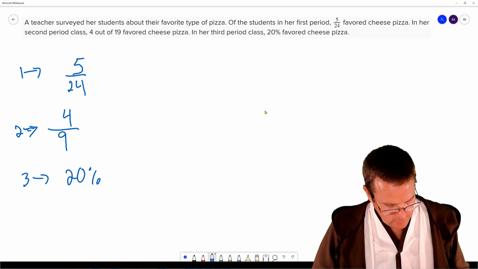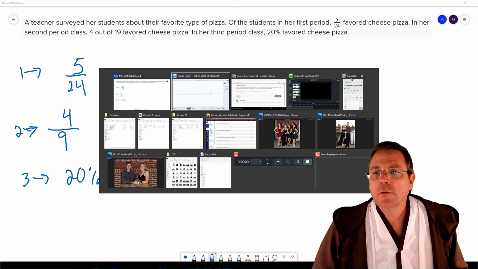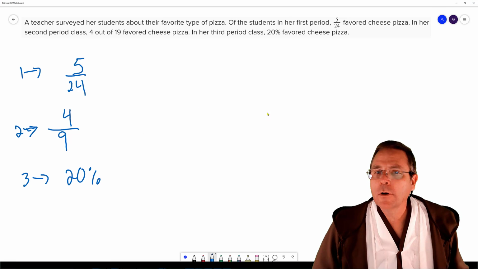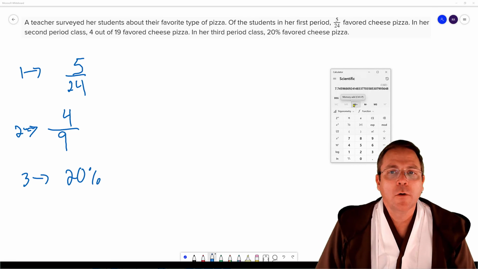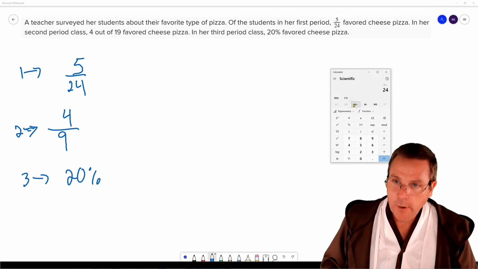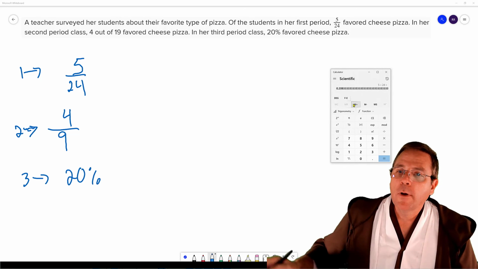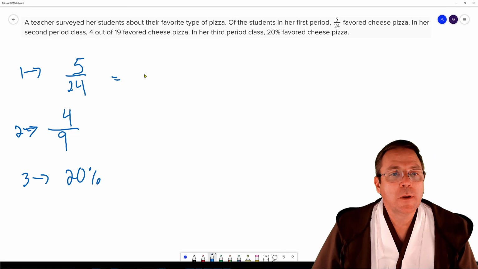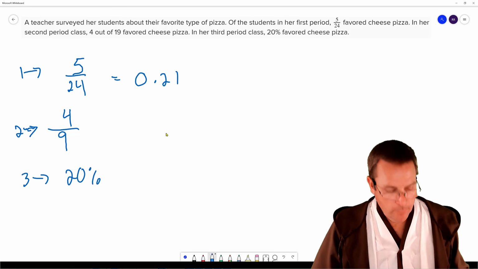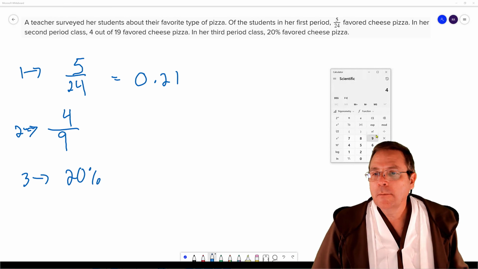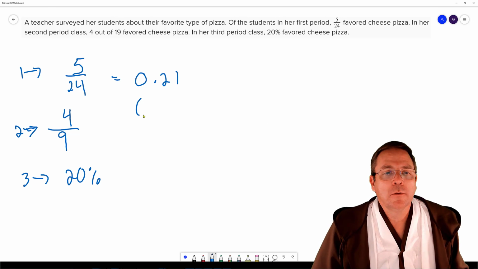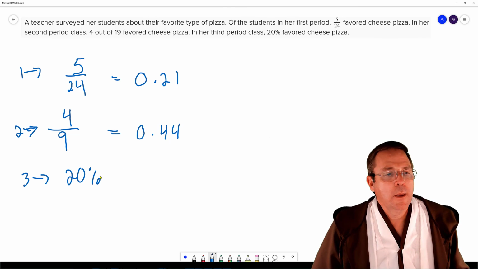Alright, so I'm going to work these, and we're pushing 20 minutes on this video, so I'm going to go ahead and just use a calculator on it just to make our life simple and get you all out. 5 divided by 24 means that that one rounded to the nearest hundredths place is going to be 0.21. 4 divided by 9 rounded to the nearest hundredths place is going to be 0.44. And 20% rounded to the nearest hundredths place, that's going to be 0.20.